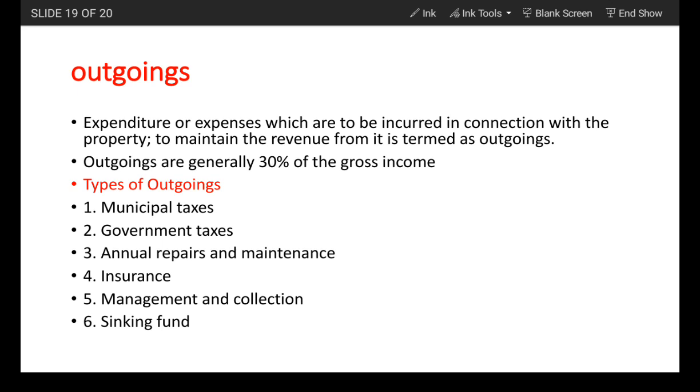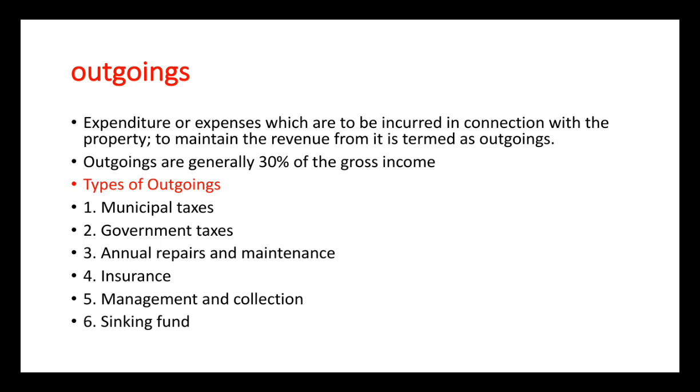Then sinking fund, which we have already discussed. It is a fund created by regular periodic payments which accumulates at compound interest. The amount of the sinking fund is used at the end of the utility period of the structure to reconstruct or replace the property. Okay, so these are the types of outgoings.